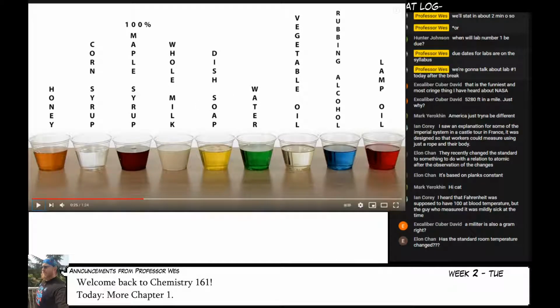Alright, there's our substances. We're going to stack these in this order with the honey on the bottom and the lamp oil on the top. And what we've done is we've set them up such that they are arranged in order of their density. So the honey will be on the bottom, then the corn syrup will sit on top of that, the maple syrup will sit on top of that, and so on and so forth.